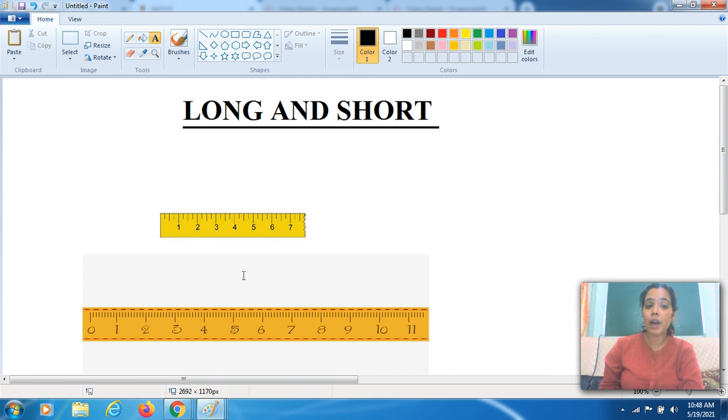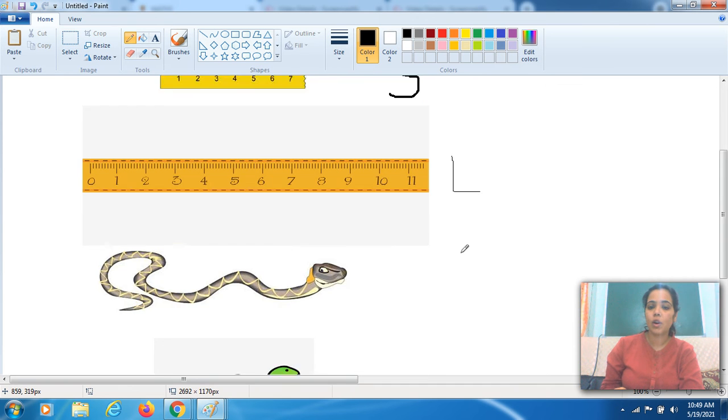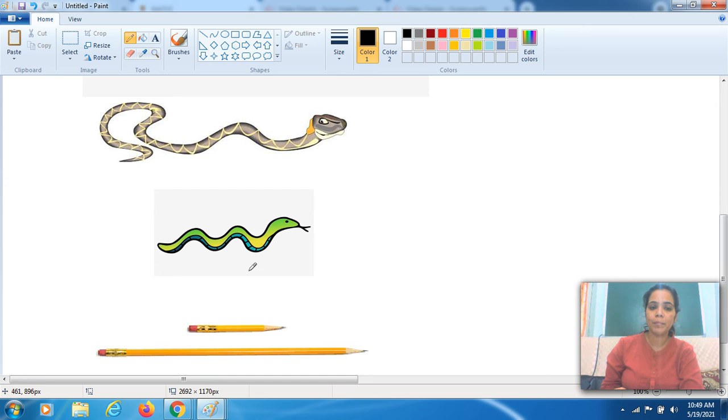So now you have to see, this one is long. ये scale कैसा है, this one is long, L for long. And as you see, the upper one, this one is short. ये छोटा है as compared to this one. So S for short, right? Okay, now again you have to come down.